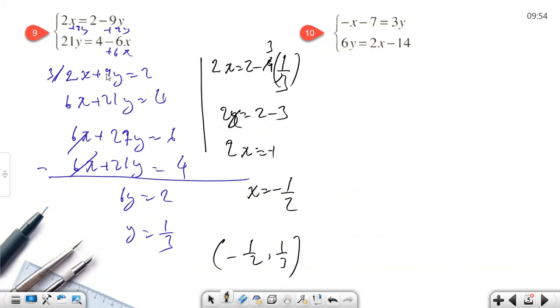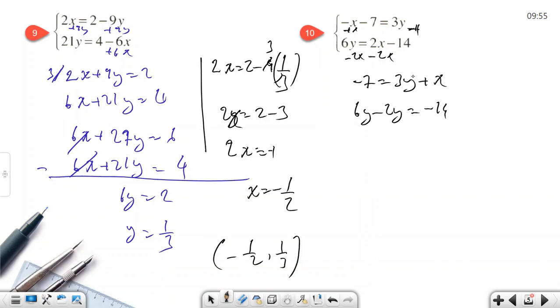So in this type of question, you need to organize it first. Here it's the same: some variables on the left side, some on the right side. It's better to organize it and write the numbers on the right side. How? As you see in the first question, I can add x to both sides. So minus 7 equals 3y plus x. And here I can subtract 2x from both sides, so it's going to be 6y minus 2x equals minus 14.